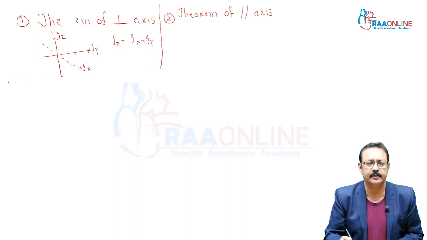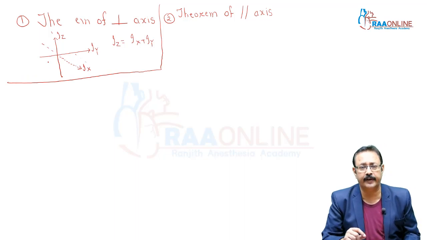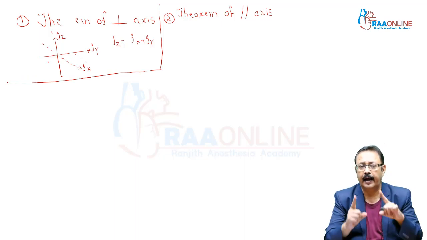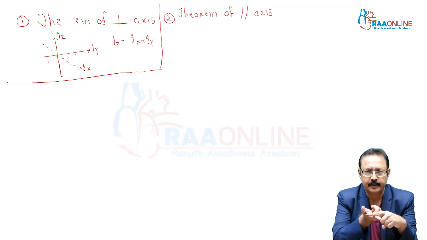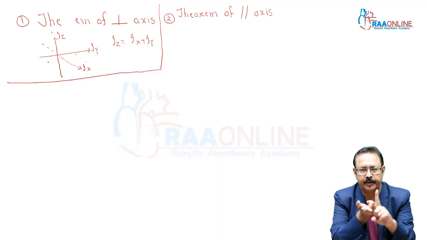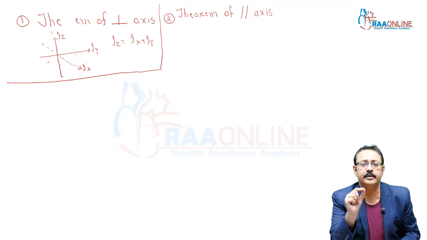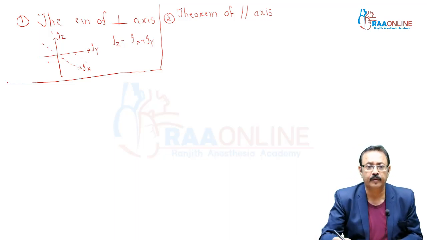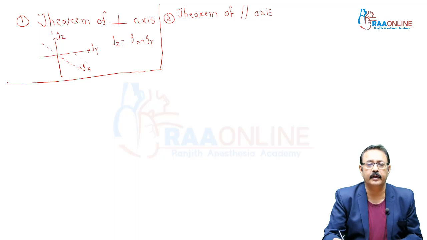perpendicular axis. What is the special thing in x-axis, y-axis, z-axis? X-axis and y-axis are two mutually perpendicular axes, and the z-axis is perpendicular to both these axes and passing through their point of intersection. Only then you can apply this theorem, the theorem of perpendicular axis.